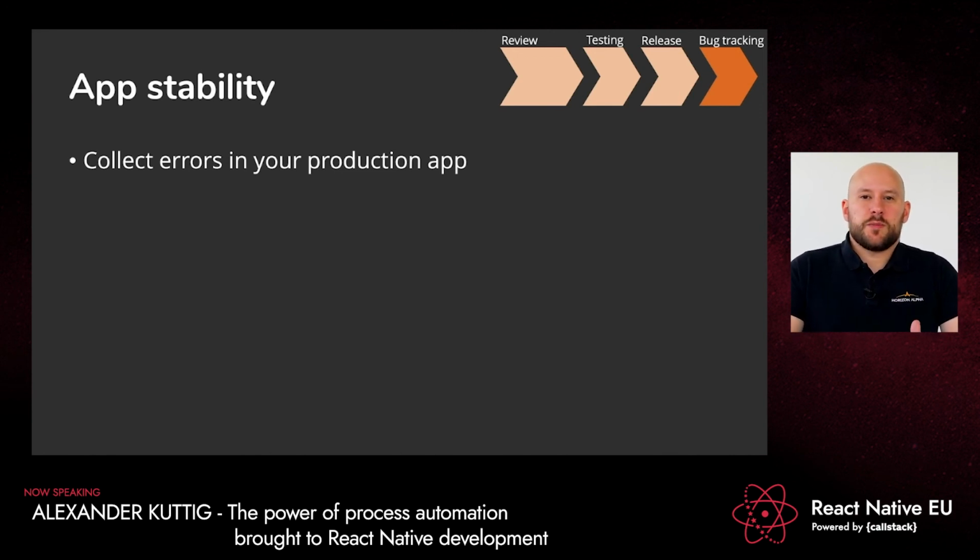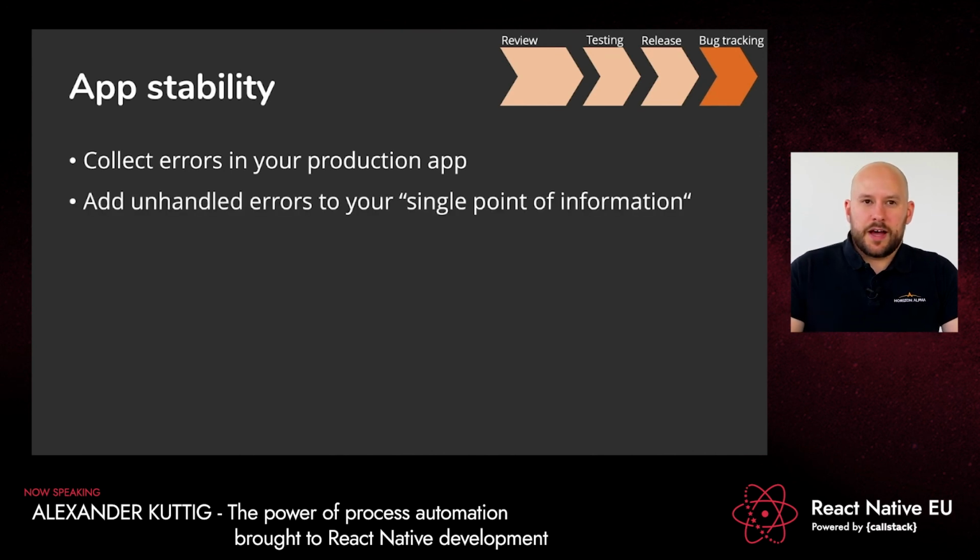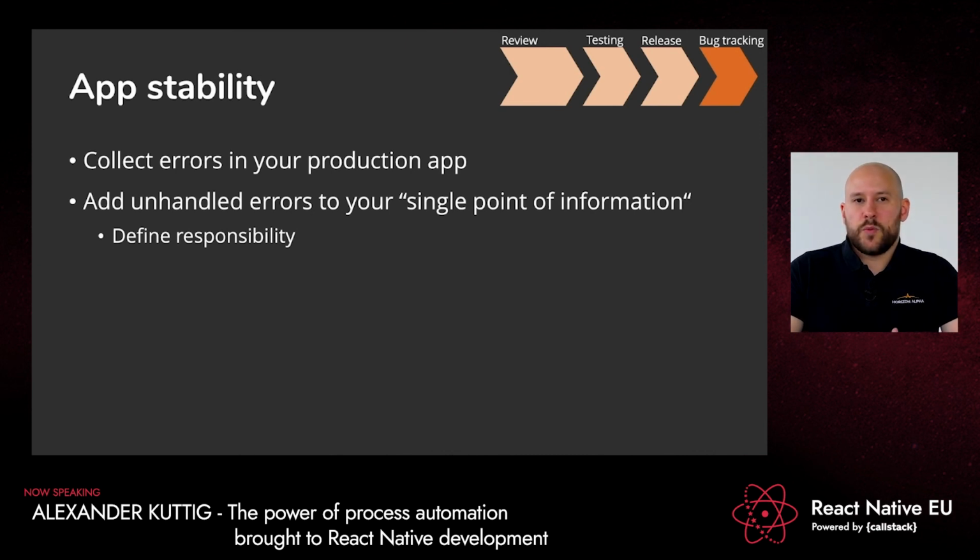So this changed massively for us after we automated adding all unhandled errors to our single point of information. Now every new error which occurred in our bug tracking system was sent to our Jira. We had a new issue there and we defined responsibilities for this issue. So we assigned it to one developer and he has the responsibility to categorize it, to prioritize it. So we know exactly what we have to do.